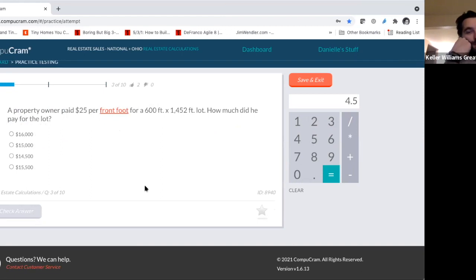All right, a property owner pays $25 per front foot for a 600-foot by 1,452-foot lot. How much did he pay for the lot? Was it A, 16, B, 15, C, 14.5, or D, $15,500?